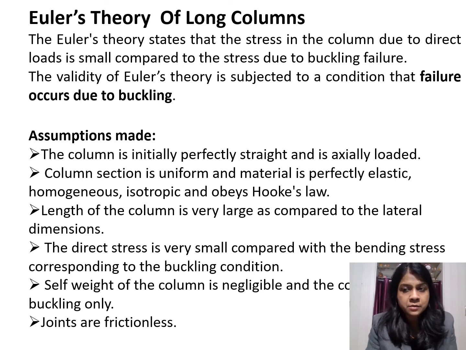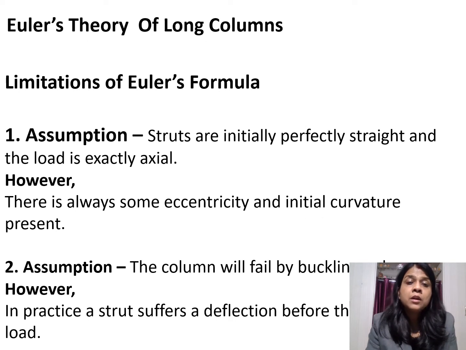Those are his assumptions. Now there are some limitations also in Euler's formula. What are those? He has assumed that struts or columns are initially perfectly straight and the load is exactly axial. However, no compression members can be perfectly straight, and the load cannot be exactly axial because of the initial curvature present inside the column. There is always some eccentricity.